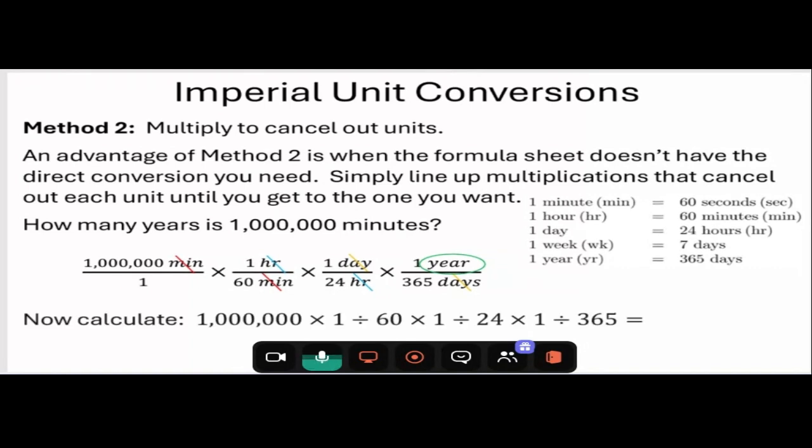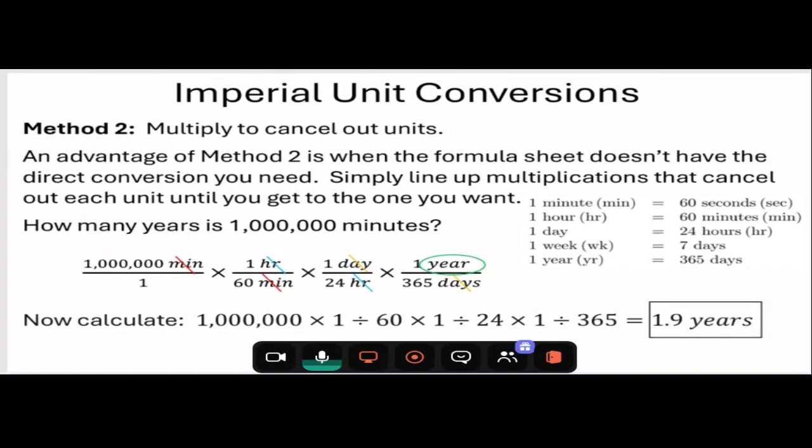So I pick up the calculator and let's see, 1 million divided by 1, I don't need to do that, times 1 divided by 60 times 1 divided by 24 times 1 divided by 365. And again, you obviously don't need to type times 1 into your calculator. 1 million divided by 60 divided by 24 divided by 365. 1.9 years.